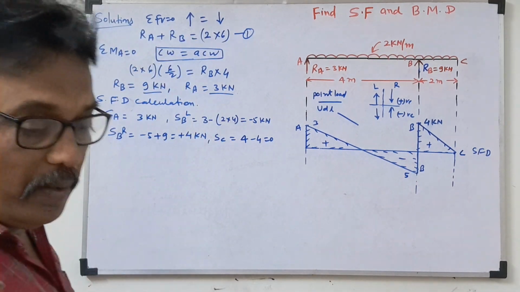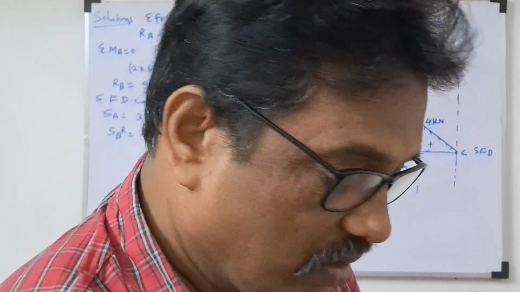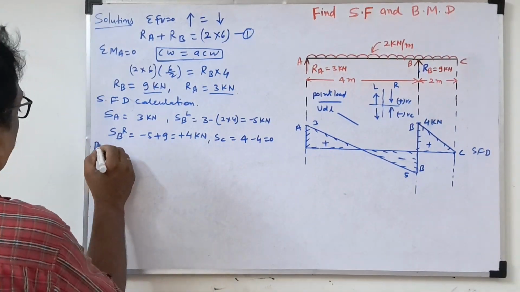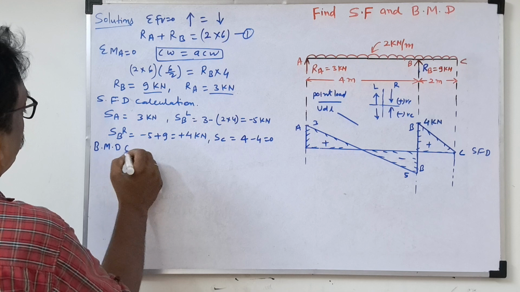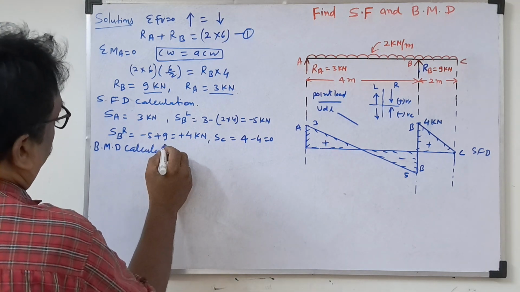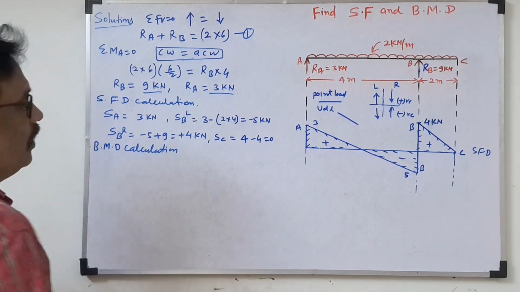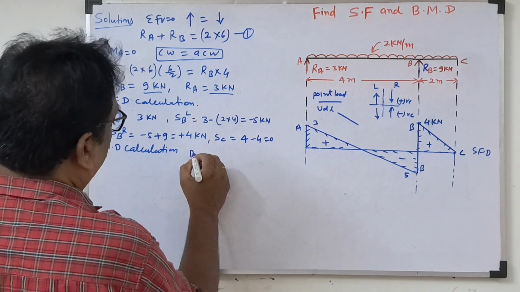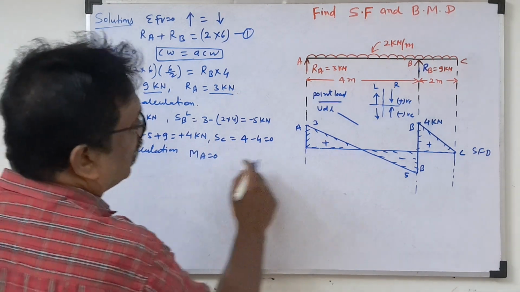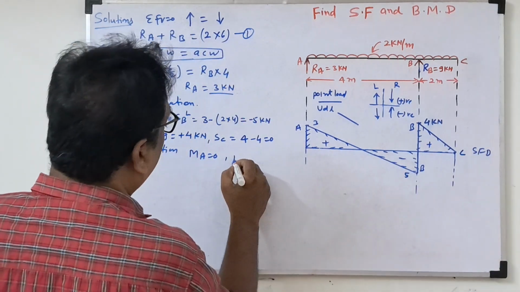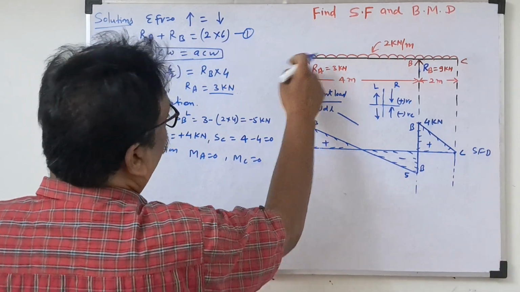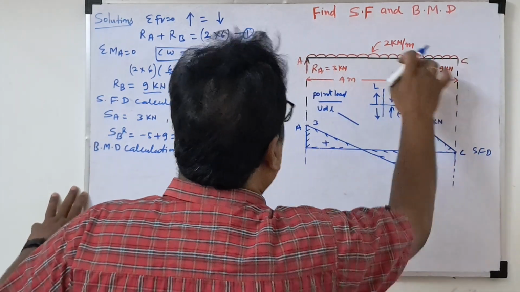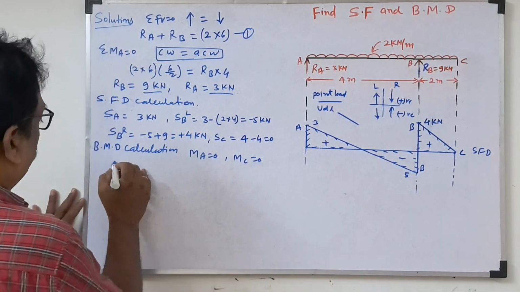Now we'll go to the bending moment calculation. So in the bending moment diagram calculation, bending moment at A will be 0 and bending moment at C will be 0, because no force on the left side, no force on the right side, so this will be 0. Now we'll take the bending moment at B.